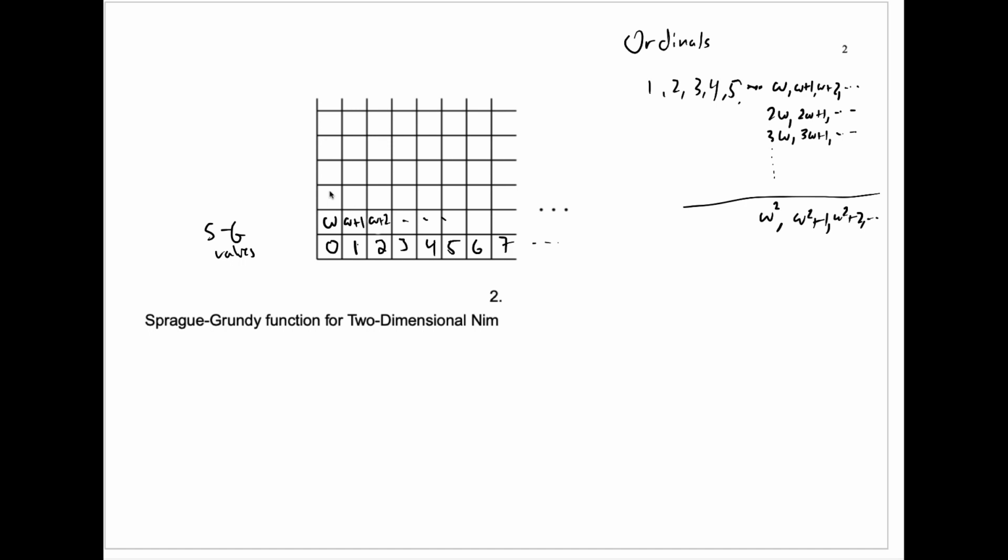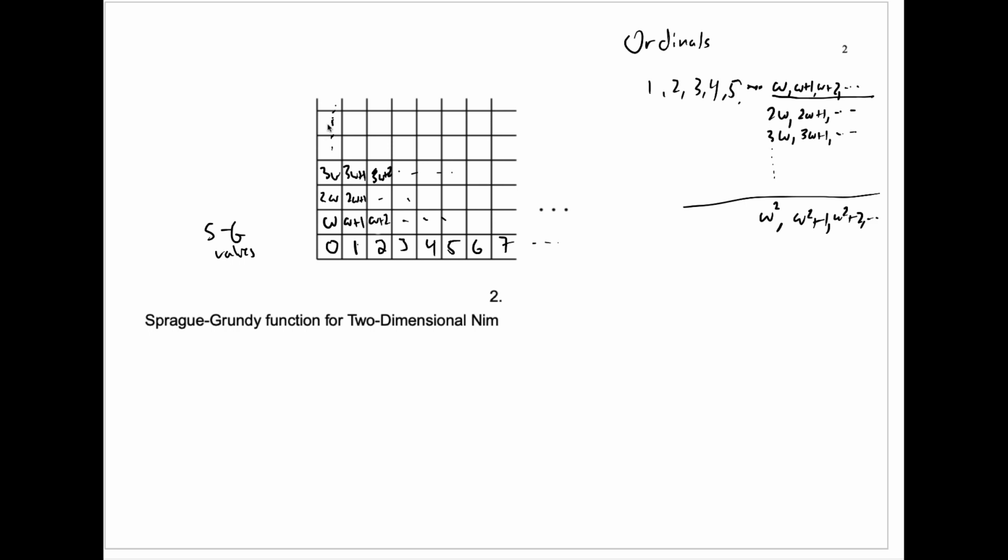Above here, we would need the least ordinal that's bigger than all of these things here, which are the ordinals in the second row. So we'd have 2 omega plus 1, etc. We'd have 3 omega plus 1, 3 omega plus 2, etc. And it would continue like that, and we'd get the Sprague-Grundy function for every position on this playing board for two-dimensional NIM. Now, how will that help us?